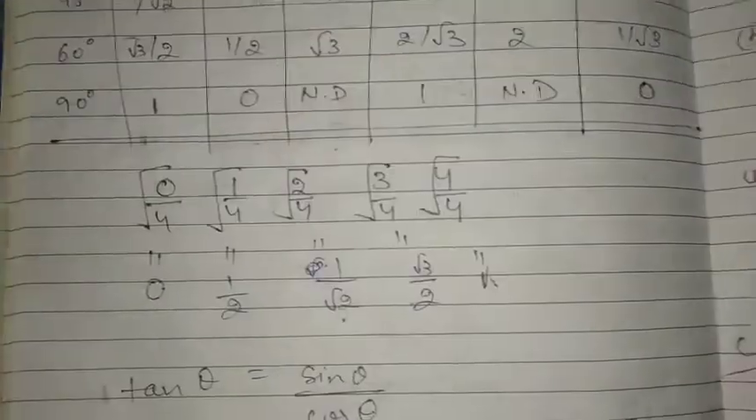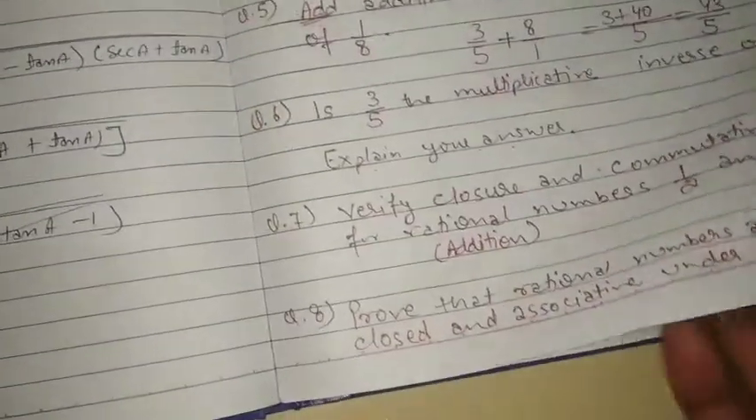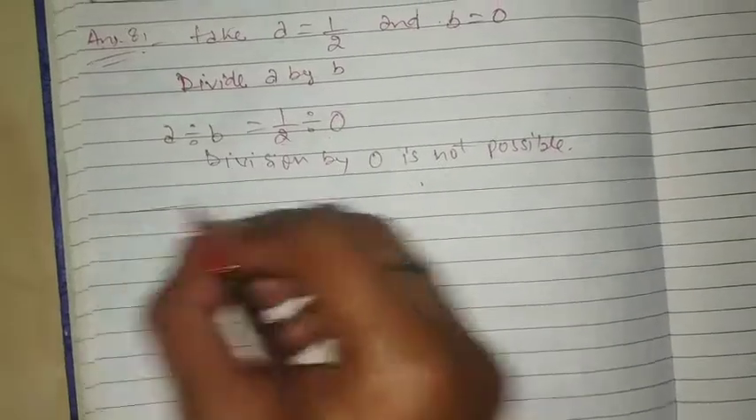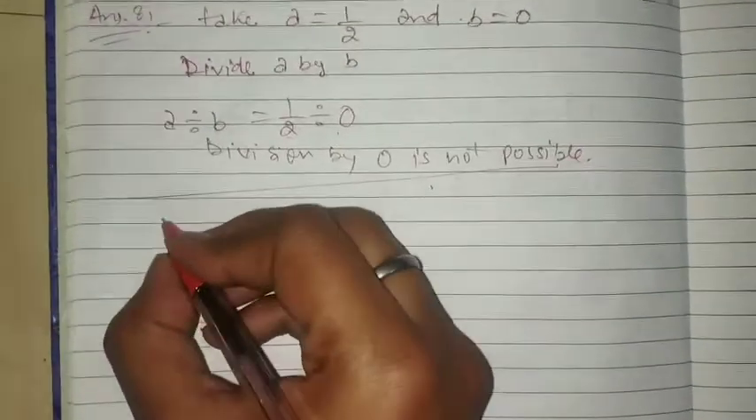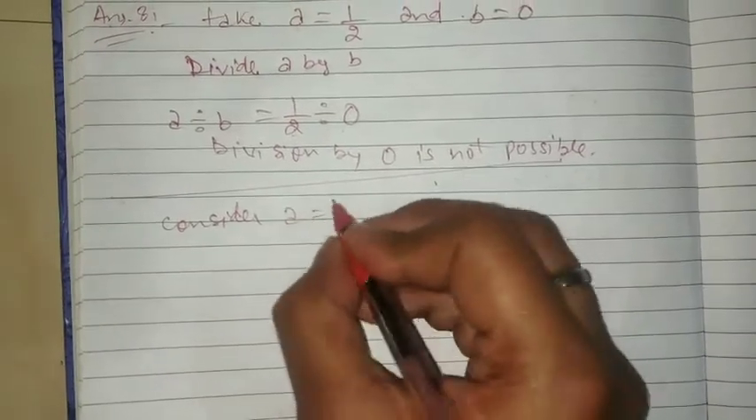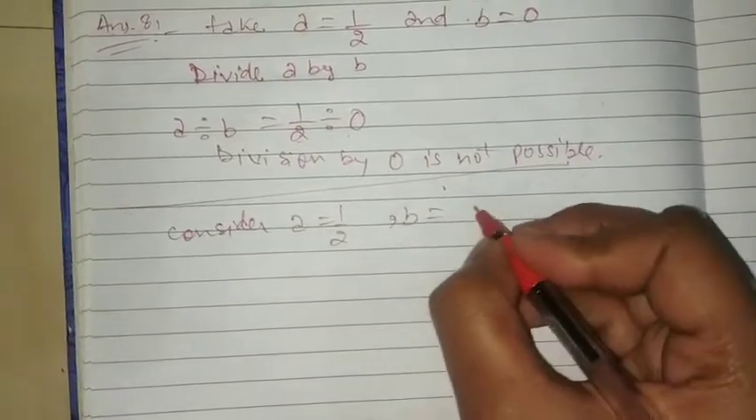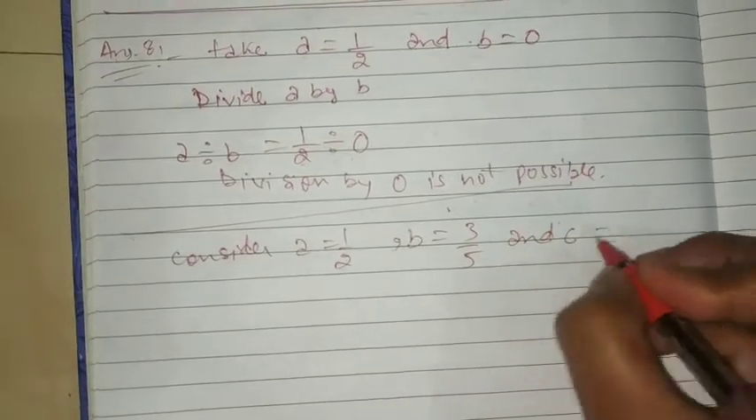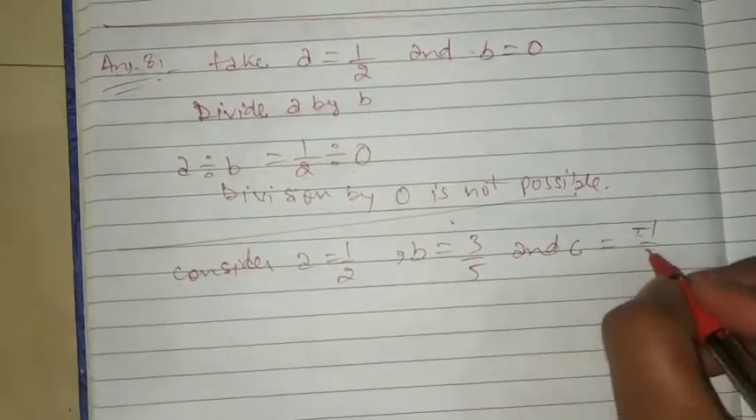Okay, the second property was associative, are not closed and associative under division. So associative is simply associative. For associative you can take any number, like consider a equals to 1 by 2, b equals to 3 by 5 and c equals to say minus 1 by 3. Okay, these three are any rational numbers.